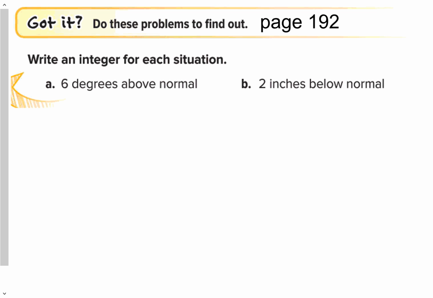So I'm going to start with some guided examples on page 192. Make sure you are writing this down with me. Write an integer for each situation. So what you want to make sure is that you find any keywords that will help you find out whether or not it should be a positive or negative number. And here our keyword is above, which would be positive. So our answer is going to be positive 6, or we can just write 6 because the positive symbol is not necessary for positive numbers.